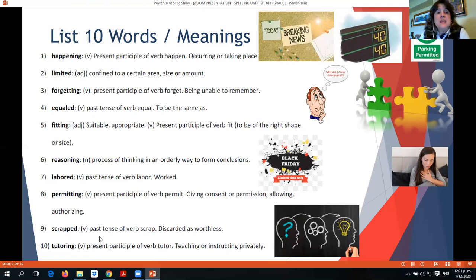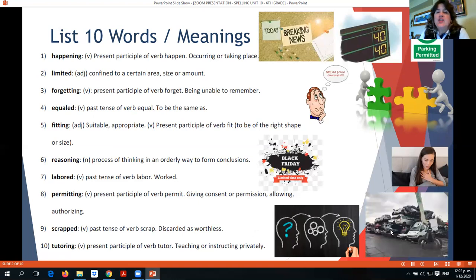And scrapped in this case is the past tense of the verb scrap, and it means to discard as worthless. For example, when you have this car junkyard where all these old cars end their lives, you have some machines that scrap them. That means taking all the pieces apart and discarding the ones that have no use, and recycling the ones that have some value. So this is a scrap machine, and the cars are being scrapped.